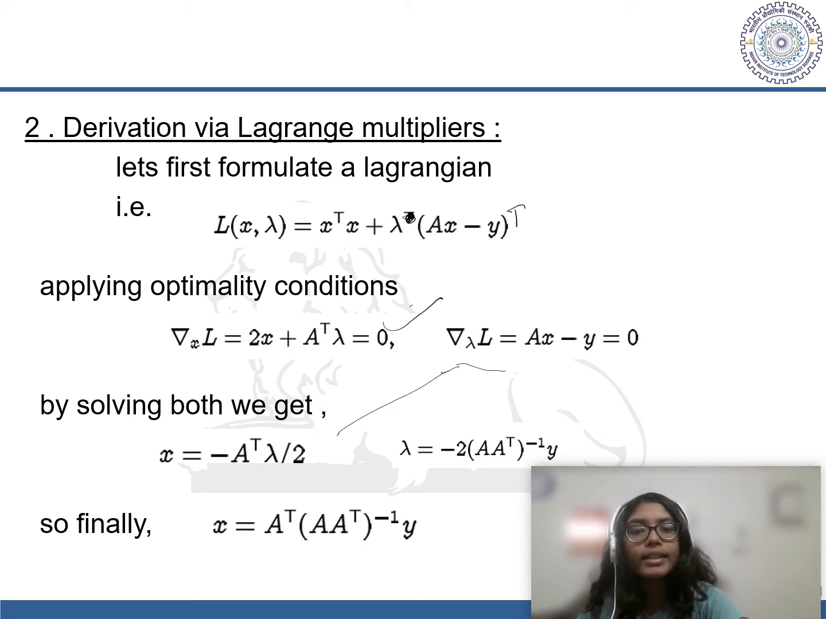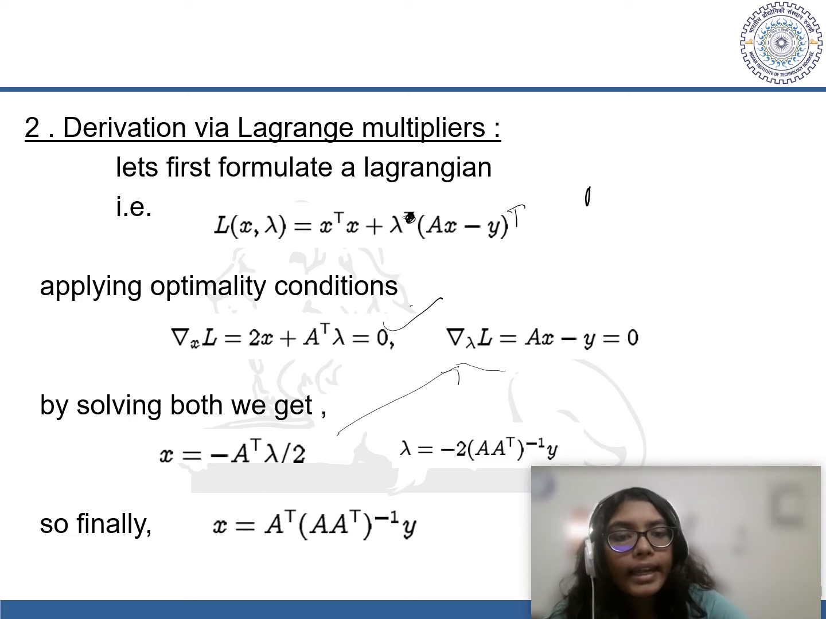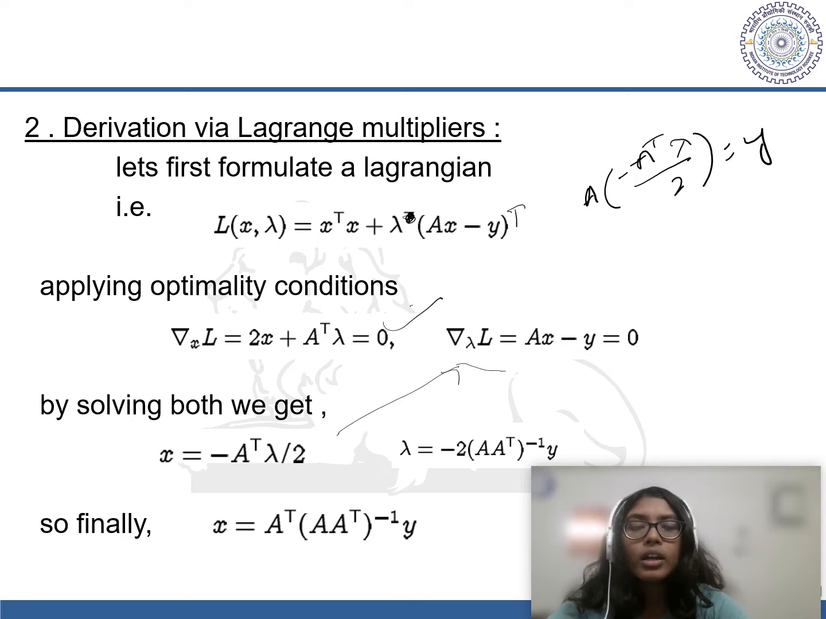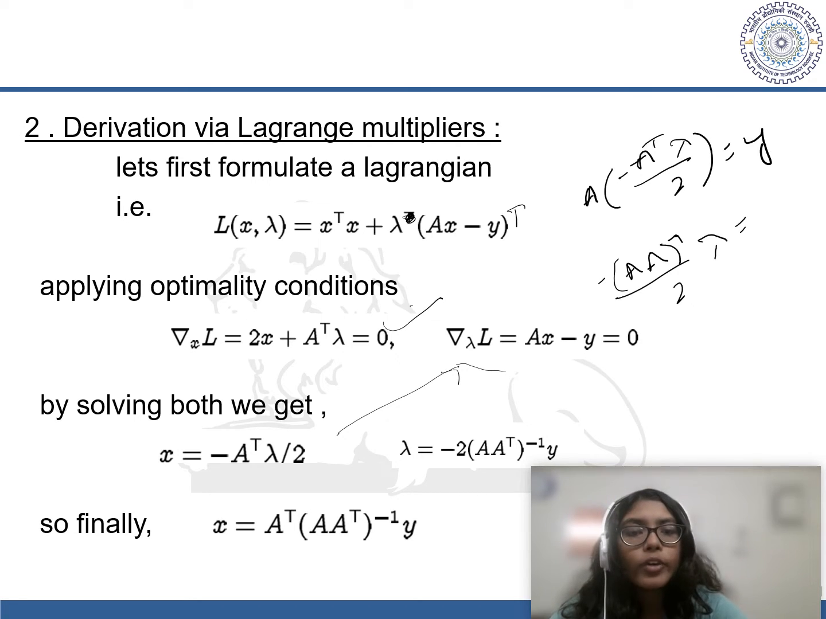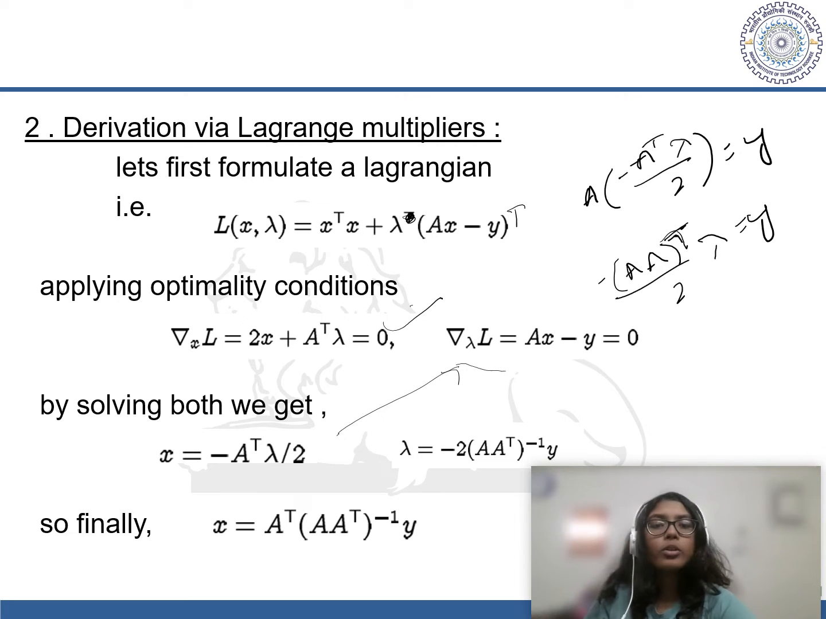And putting this in here, we get A into x. What is x? Minus A transpose lambda by 2 equals y. So from this, we know that A into A transpose is invertible, since A is a full rank matrix. So A into A transpose into minus lambda by 2 equals y. So we can write lambda as minus 2 into (A A transpose) whole inverse. We can take the inverse since it is invertible. So lambda equals minus 2 into (A A transpose) whole inverse y.